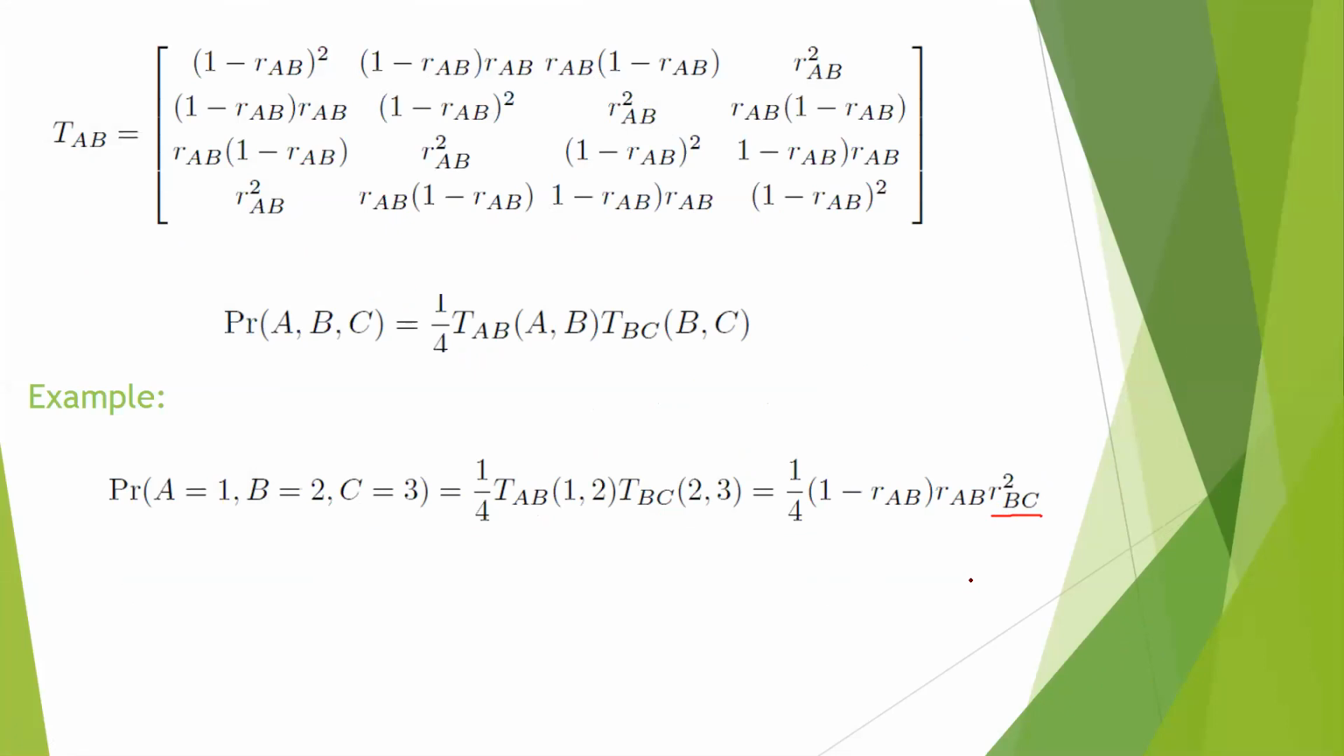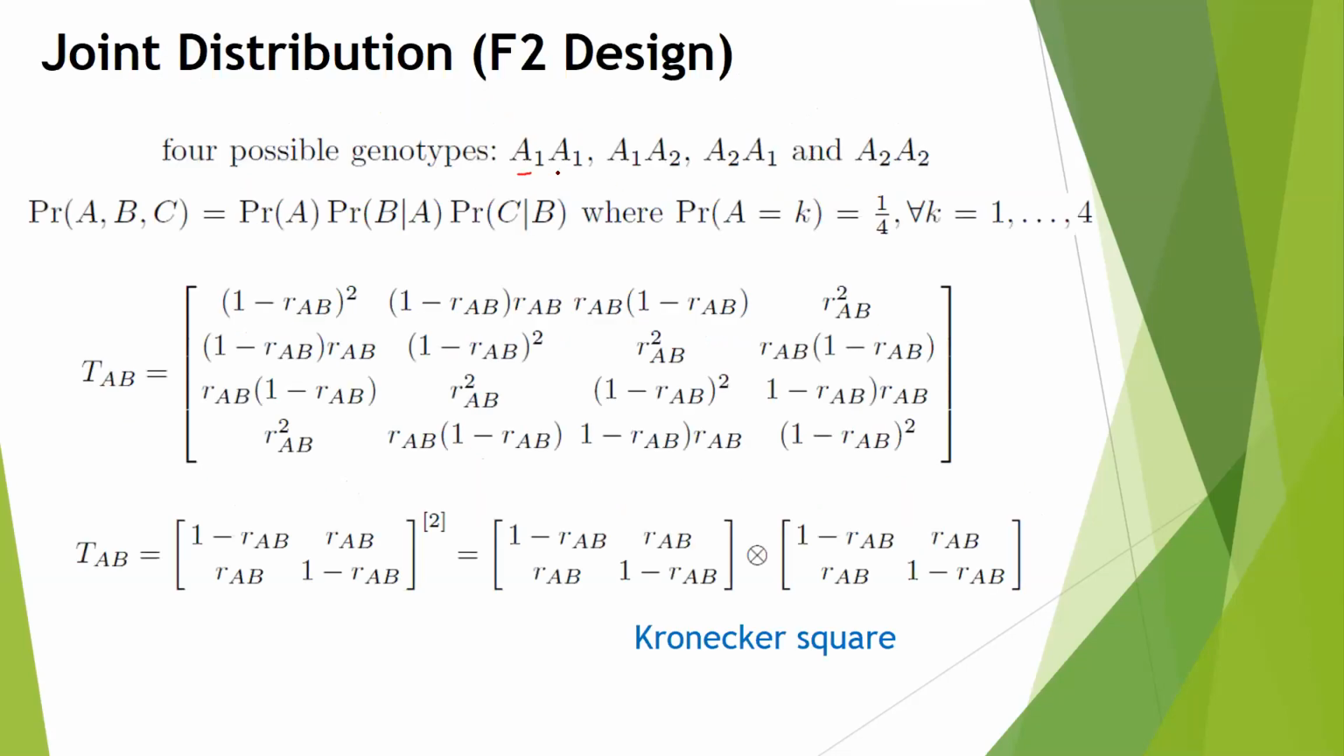What is the value 3 in this case? Oh, 3. Good question. Let's go back. We have 4 genotypes here, right? For BC, we only use 1, 2, but here we use 1, 2, 3, and 4. Got it. Okay. Any other questions?